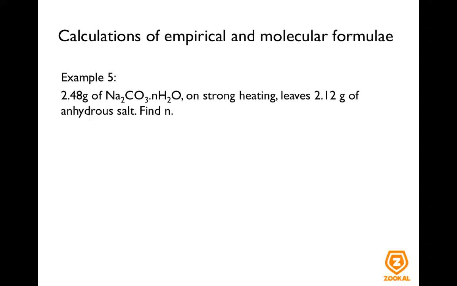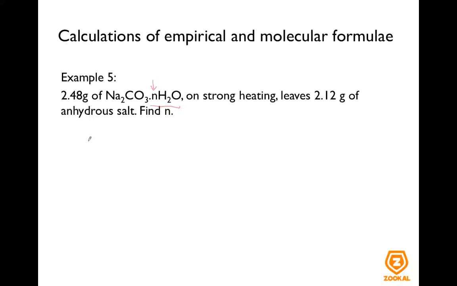Alright, now let's look at a different question. We have a hydrated salt of sodium carbonate, Na2CO3, and when it's heated strongly, we're left with 2.12 grams. So what this strong heating does, it actually eliminates this water of hydration here, which means that the difference between 2.48 and 2.12 is actually this water that was lost. So in order to find this N, there are a few steps that we have to go through.